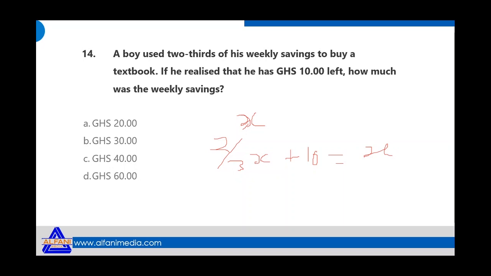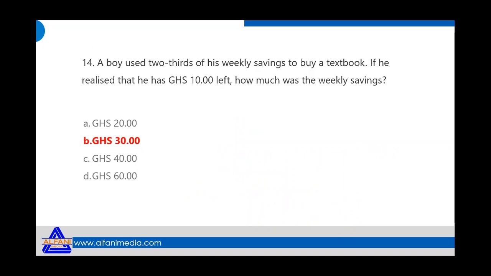All right, so when I do this, multiplying through by 3, I have 2x plus 3 times 10, that is 30, equals 3x. So 30 here equals 3x minus 2x. That will give us x. So our answer here is 30.